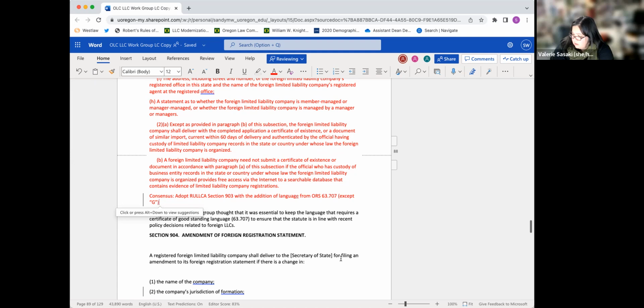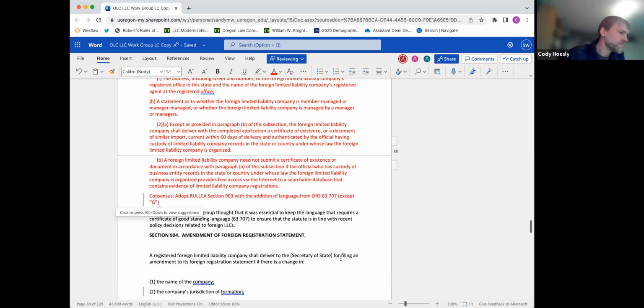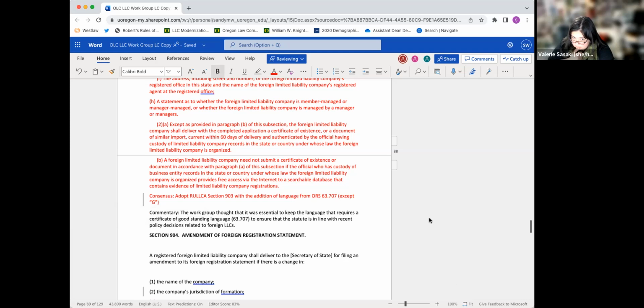Well, I mean, it's basically synthesizing that though, right? Because A is the name of the foreign limited liability company. And then B is the name of where it is, which I think is what we have in 1 and 3 of 903. So I think that the comment as written is fine. And we can see what Sean comes up with as a result of this too.